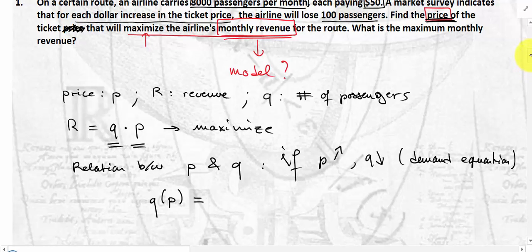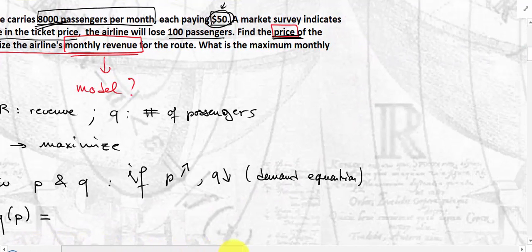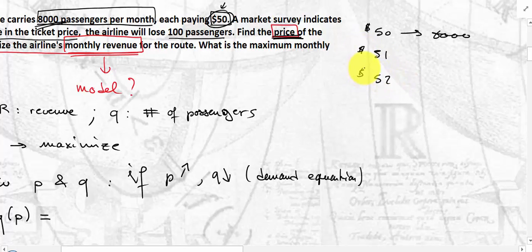So how many tickets am I selling? Well, I know for $50 I'm selling 8,000 tickets. So before we tackle finding Q, let's get a couple of numbers here. If my price is $50, I'm selling 8,000 tickets. And then for every dollar increase, so if my price goes to $51, if my price goes to $52, okay, how many tickets am I selling? Well, the airline will lose 100 passengers. So here I will be selling 7,900 tickets. Here I will be selling 7,800 tickets. Okay, you see what I mean?